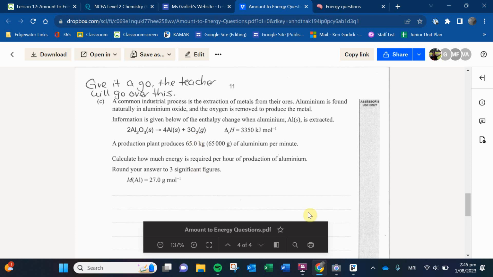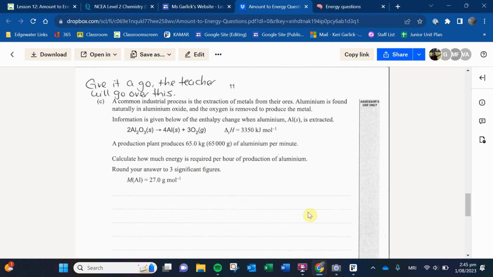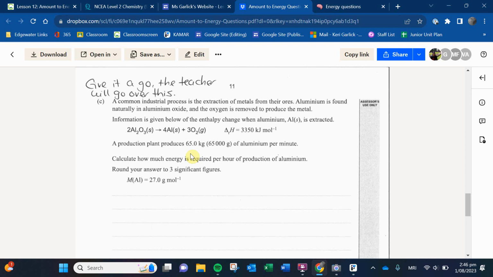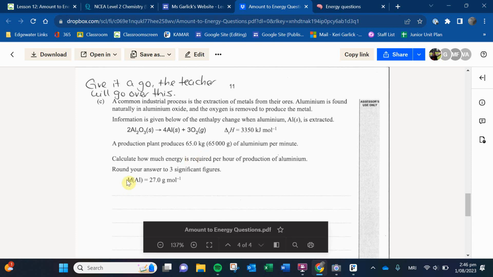There were two things in here that were kind of in there to trip you up. The first thing being that they said 65 kilograms. You had to recognize that you needed to convert that into grams because molecular mass is in grams per mole. Basically, you needed to know that you were using that 6,500 number first.